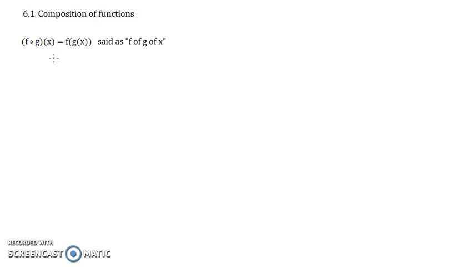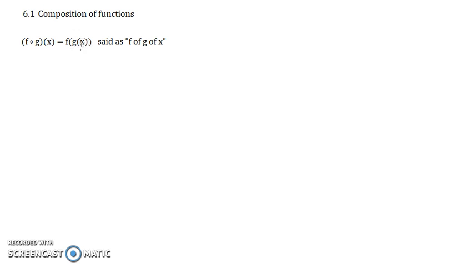Alright, so starting with this video, we're starting chapter 6. So we're kind of changing gears yet again, and we're going to talk about composition of functions. So this is the notation here. We've got f of g of x, which is the same as this, f of g of x.